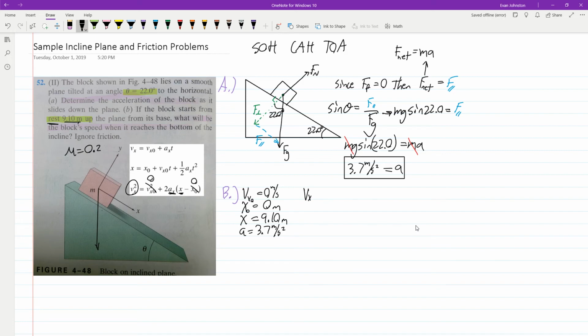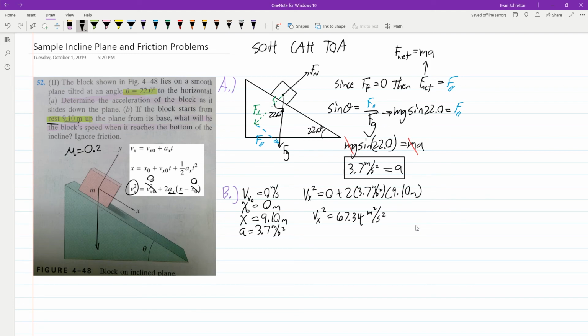So our final velocity squared is equal to 0 plus twice the acceleration, which is 3.7 meters per second squared, and then times our x, which is just 9.10 meters. Well, I end up getting then that our velocity squared should be, what is this? 2 times 3.7 times 9.10. I get 67.34, and we have meters times meters, so that's meters squared over seconds squared.